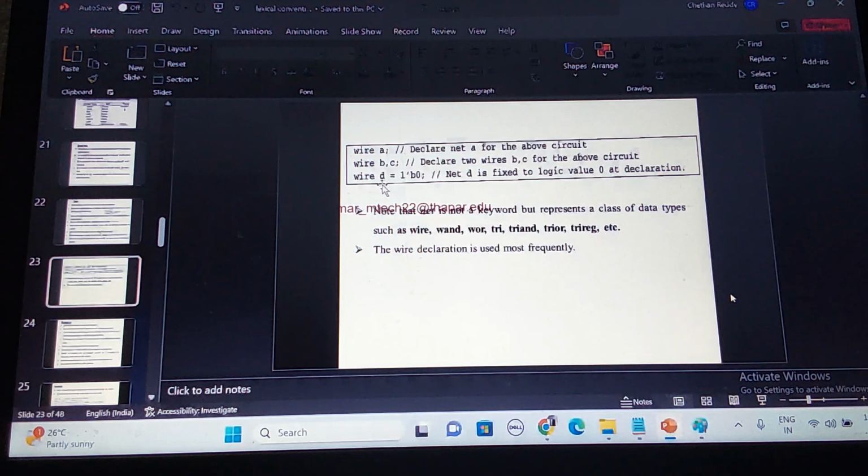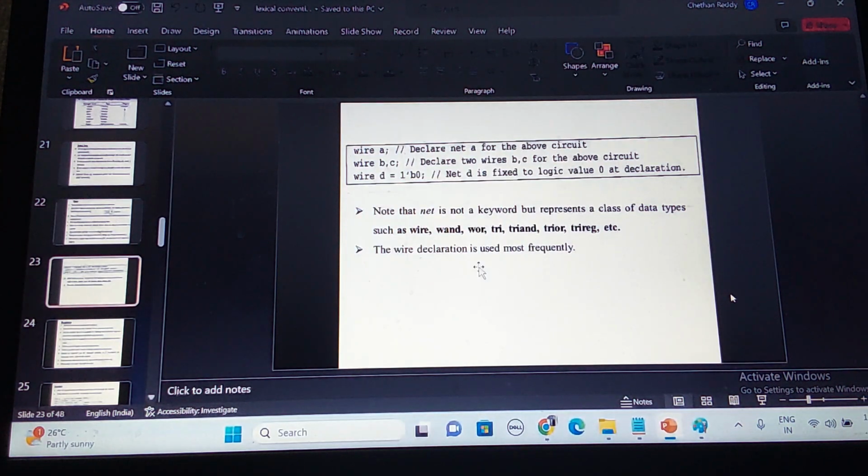Did you understand this? Note that net is not a keyword, but represents a class of data types. The net class includes the wire data type, wor, wand, tri, trior, triand, trireg, etc. These are examples of net data types. Most frequently we will be using the wire data type among all these. So the wire declaration is the most frequently used. Okay.